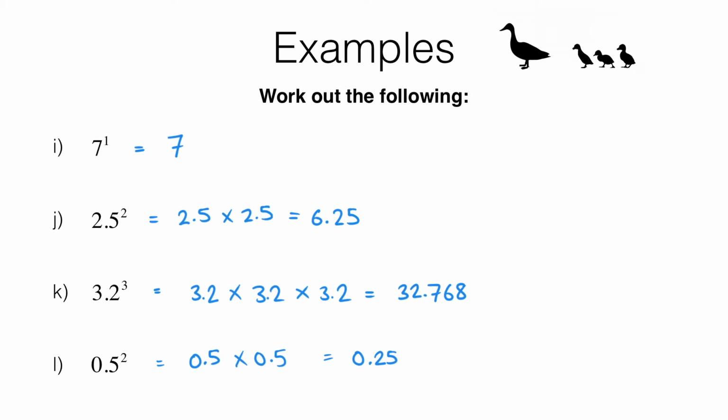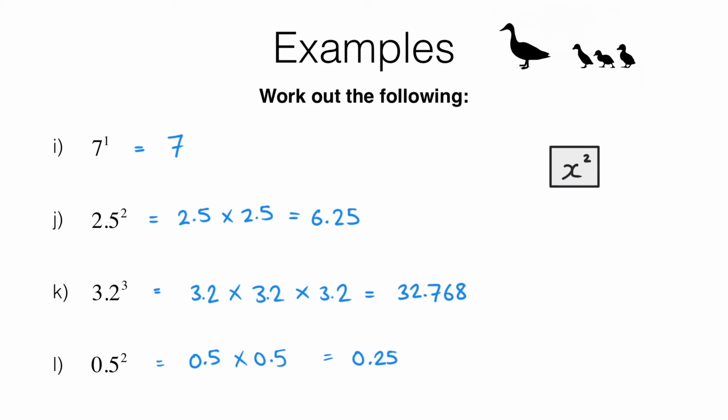Just a quick tutorial on how to use your calculators to raise a number to a power like this. Most scientific calculators have an x squared button. So if you wanted to do 2.5 squared, for example, you would type in 2.5 and then press the x squared button. Then you'd press equals and it should give you 6.25.